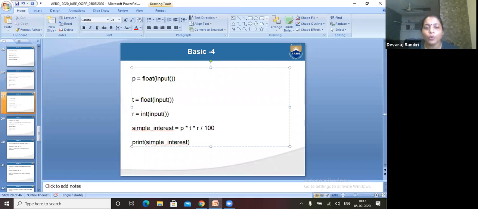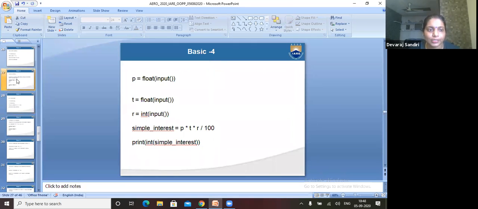What is the formula? Simple interest formula, PTR by 100, and print simple interest, because we no need to write here integer. Directly we will get here integer. If you want correct integer of simple interest you have to write integer of simple interest. Understood all of you? Take a note of this and you run this. Okay.